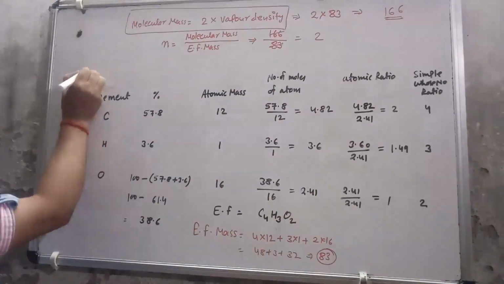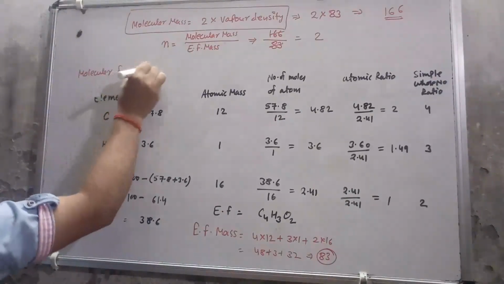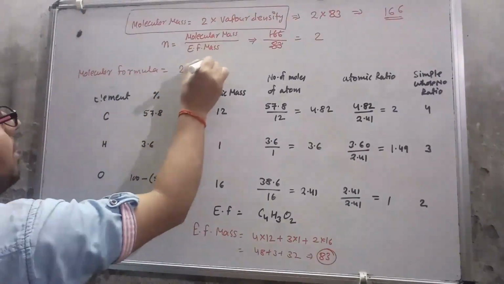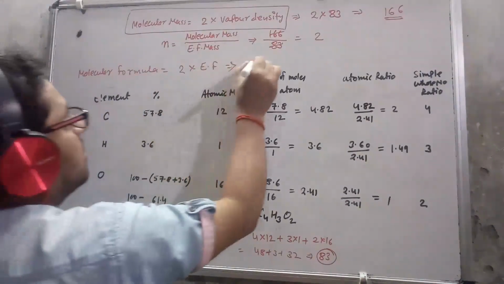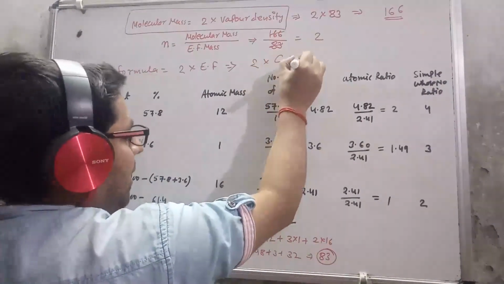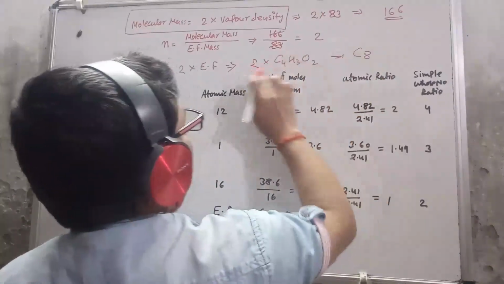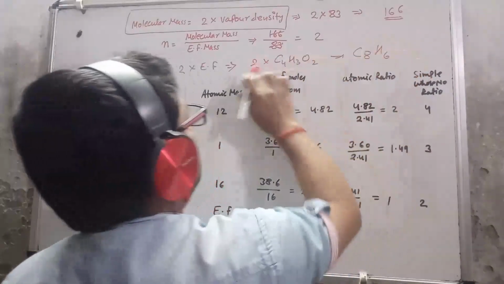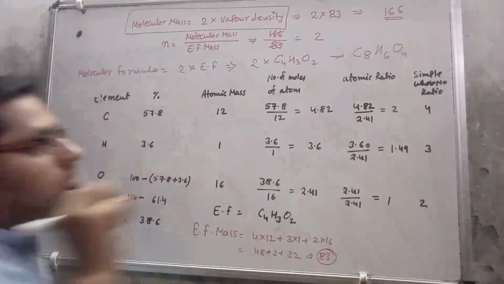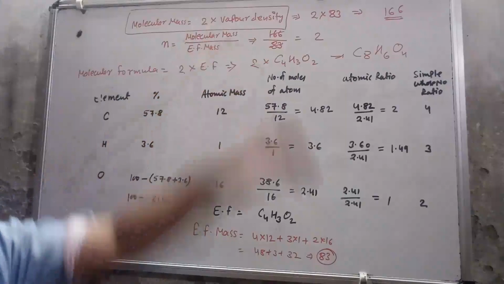So molecular formula equals 2 multiply empirical formula. So 2 multiply the empirical formula C4H3O2. Solve it: 2 4 is 8, so this is C8. 2 3 is 6, H6. 2 2 is 4, O4. So C8H6O4. This is the actual formula, or you can say this is the molecular formula of that compound.